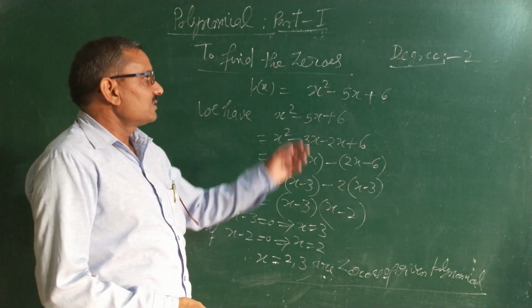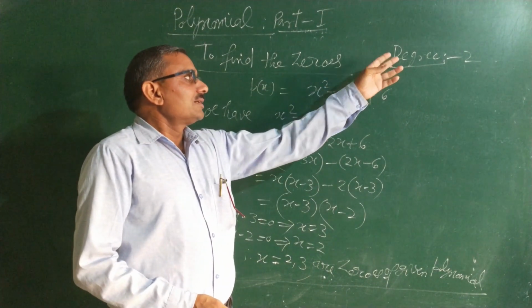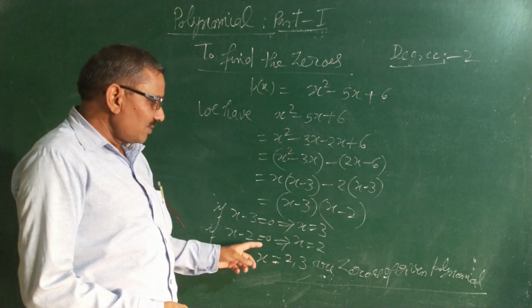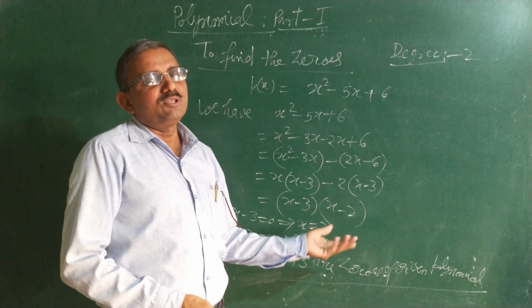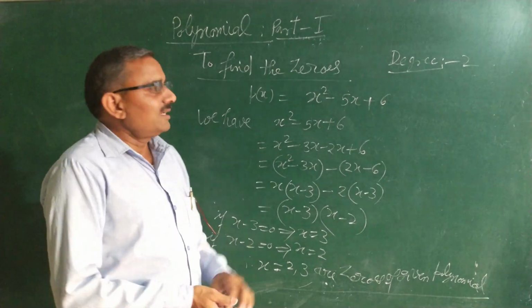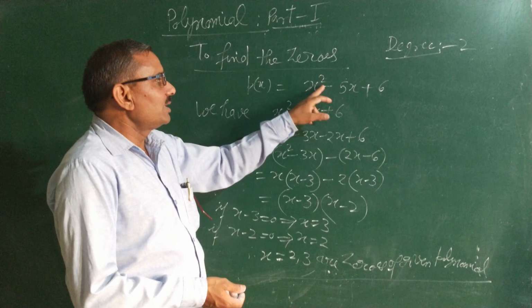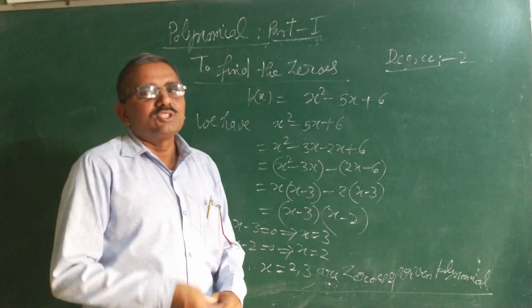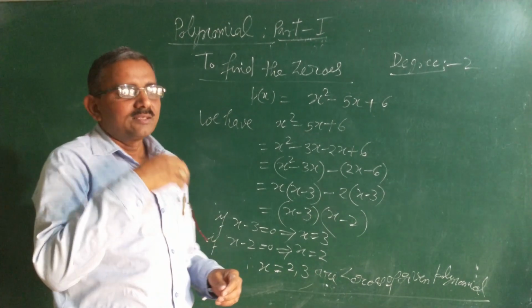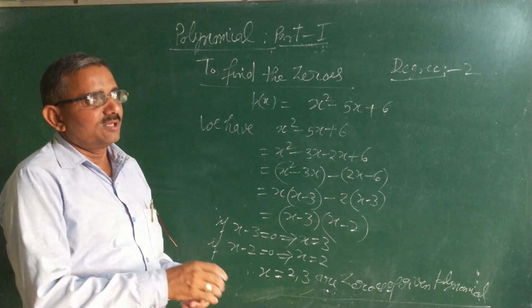Here the degree is the same as the number of zeros in the polynomial. I mean to say that the power of the variable, or you can say the degree of the polynomial, will give the number of zeros in the polynomial.